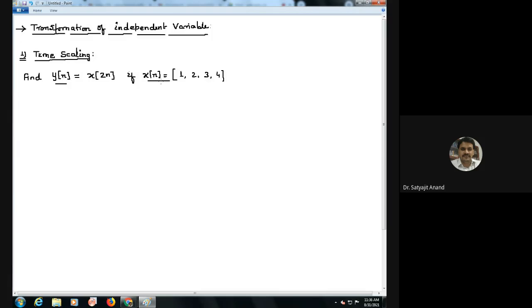See students, so if you see this problem, what is given basically is x[n] equal to 1 2 3 4. So if you plot it, what will the waveform be? The waveform would look like this. This is n equal to 0. So at n equal to 0, you consider this is where it starts. This is at n equal to 1, this is at n equal to 2, this is at n equal to 3.